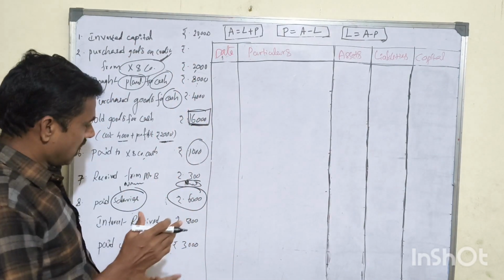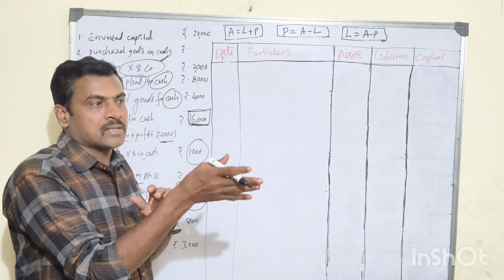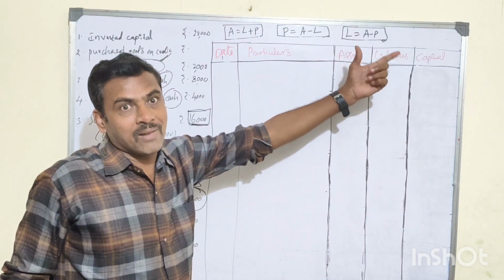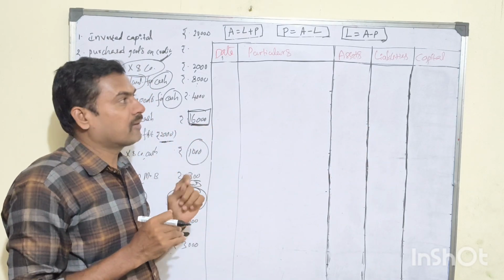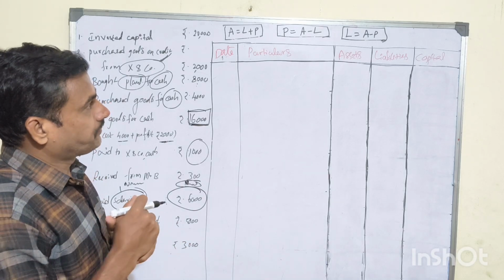I have written a list of transactions. When we record any particular business transaction in the books of account, these three elements will be impacted, so based on that the accounting equation will be revised. Let's talk about it one by one.